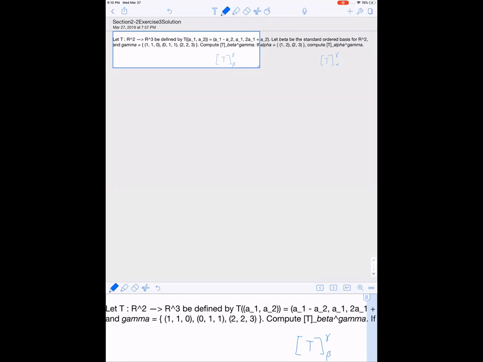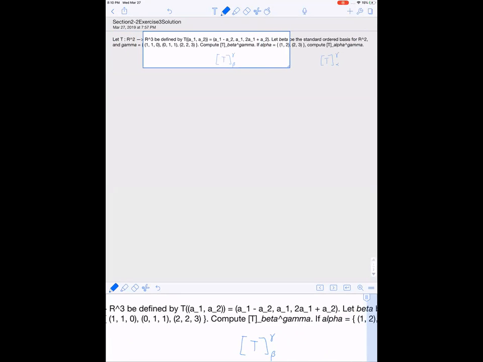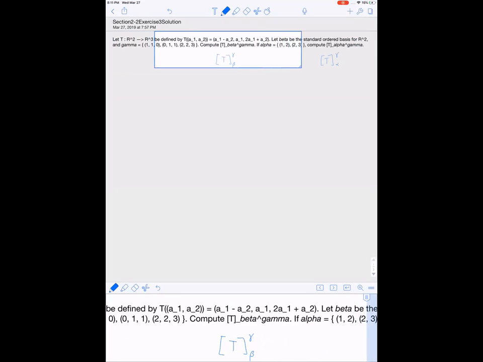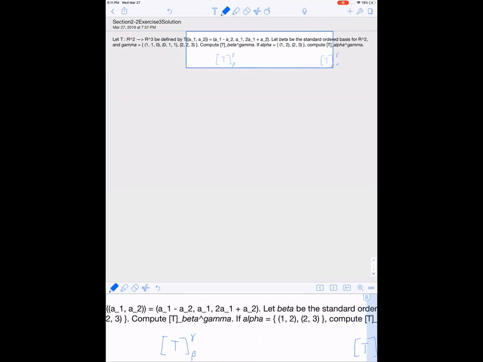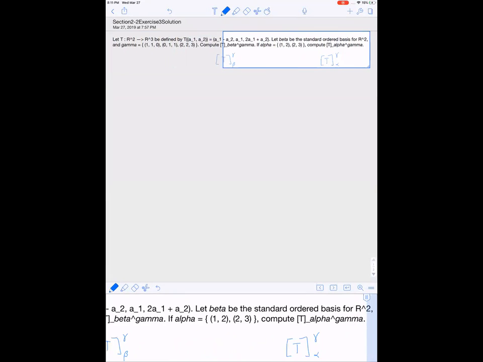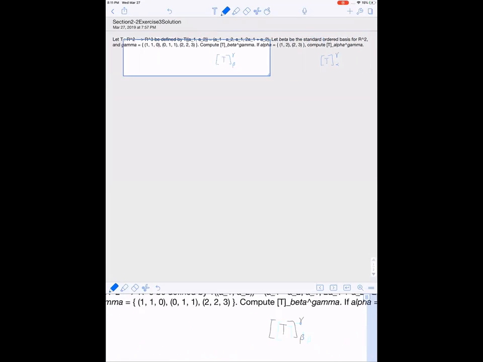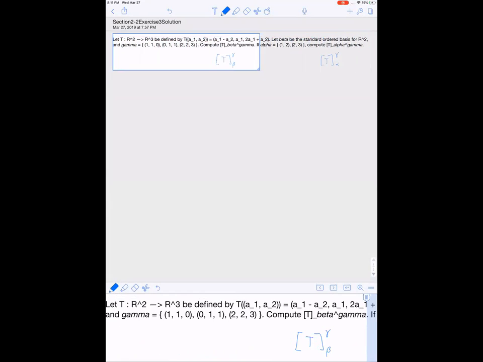So the problem is: let T be the linear transformation from R2 to R3, defined by the following formula. T of the 2-component vector (A1, A2) is equal to the 3-component vector (A1 minus A2, A1, 2A1 plus A2). Let beta be the standard ordered basis for R2, and let gamma be this set here. It's a basis for R3.